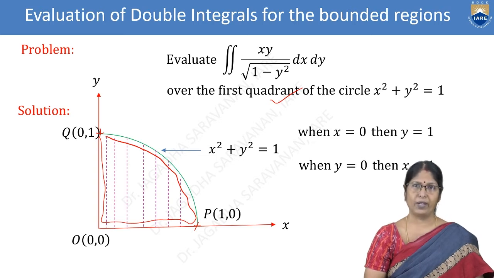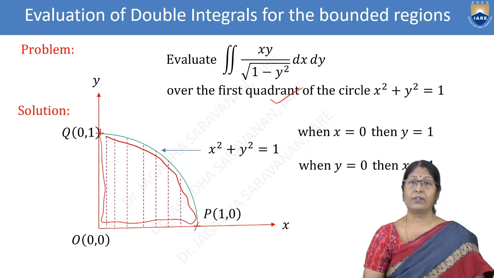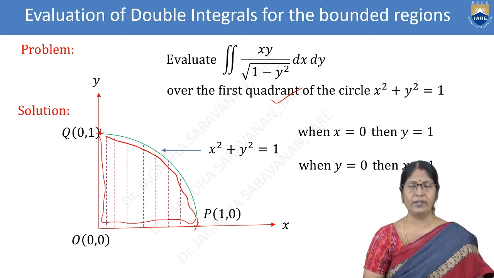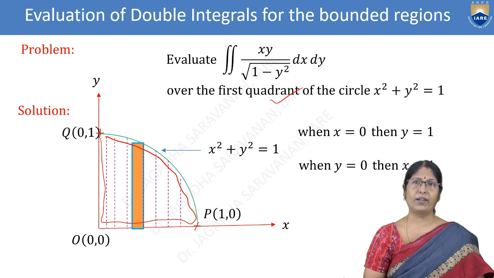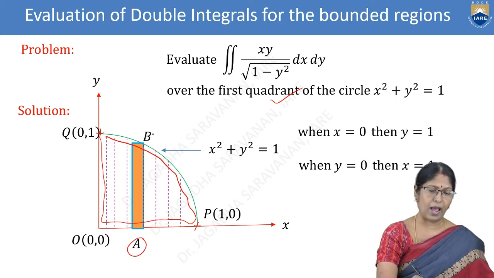One more doubt will come. Why are we taking vertical strips? Why can't we take horizontal strips? We can do it like that also, nothing wrong in it. But for this discussion, we have taken a vertical strip, and we have given it the name AB.